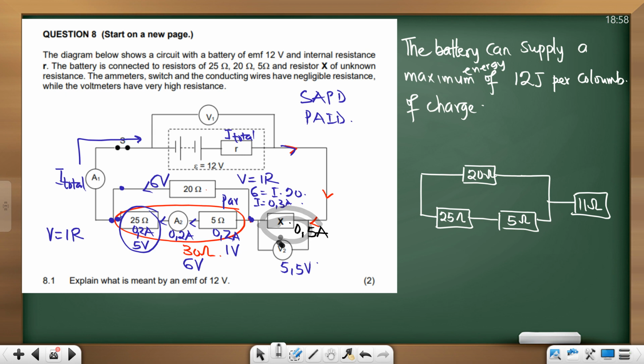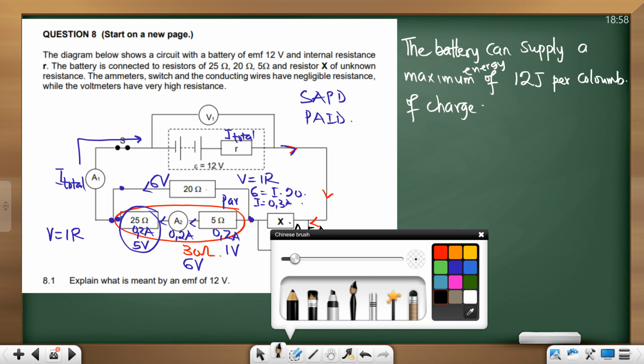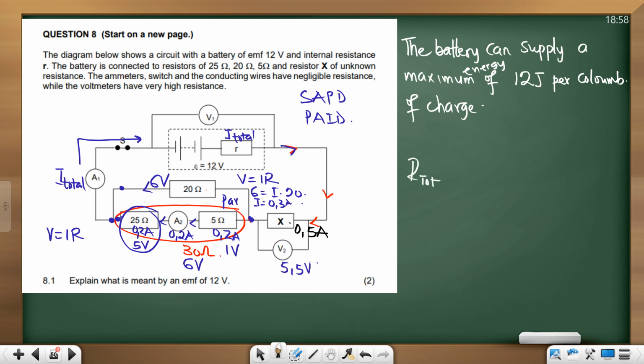So it means if we remove the 11 ohms, our new total resistance is now what? 12 ohms. Check. E equals I into bracket R plus r. It is safe to use my 12 because it's the same battery. Now I don't know the current. What is my resistance? 12. The internal resistance will not change. It is still 1.